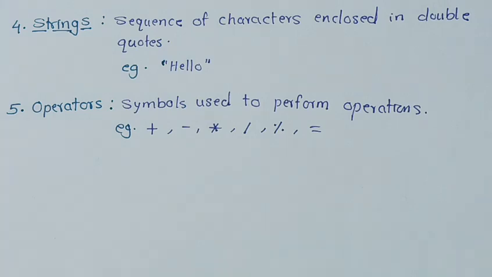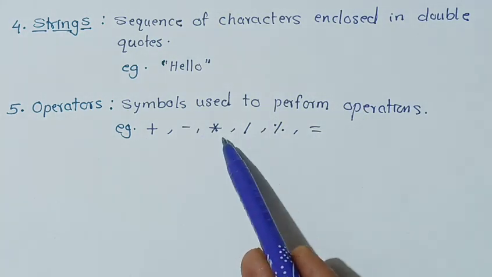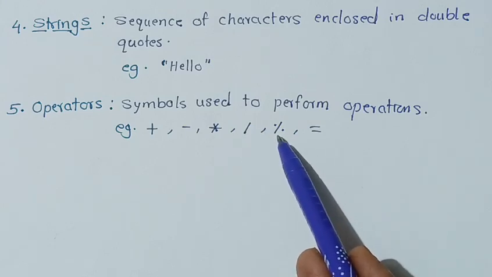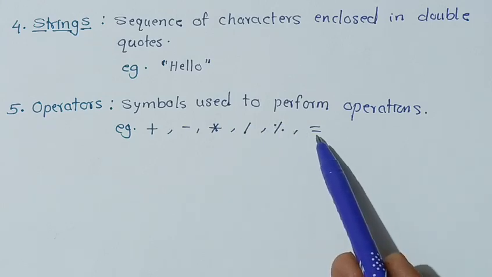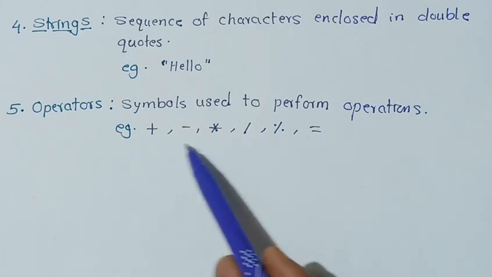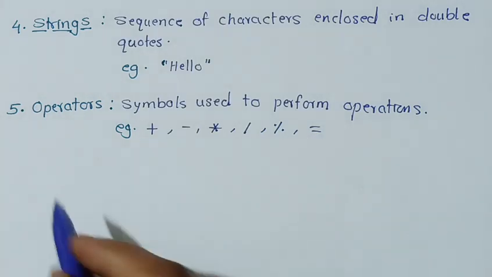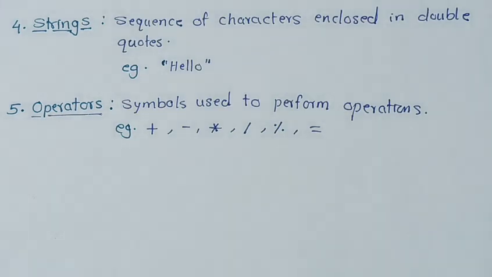Next is operator. Operators means symbols used to perform operations. Suppose some operations such as addition, subtraction, multiplication, division. This was modulus, it will give the remainder. And this one is the equal to sign. It is used to assign the value. Okay, so these are some operators we are using for calculation purposes. These are called operators.